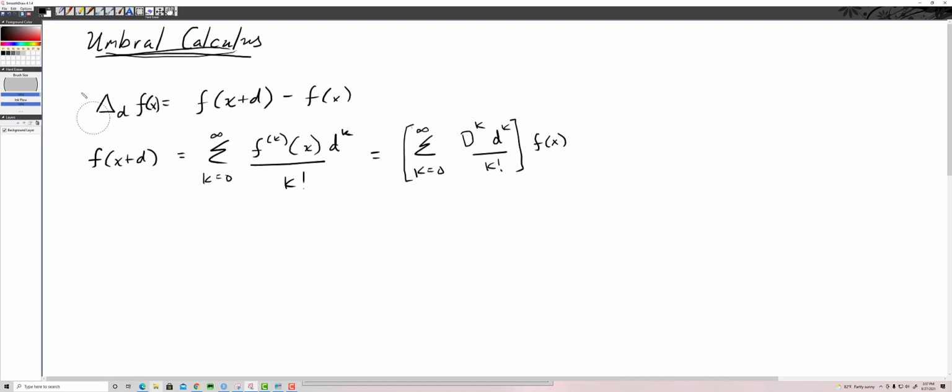Well, this has a series form, a functional form, or a closed form. And it just looks like this: e to the dD, applied to f of x. Now, this is what I specified this to be. And if I get a little more creative with this, one thing I could say is delta plus 1 is f of x plus d.